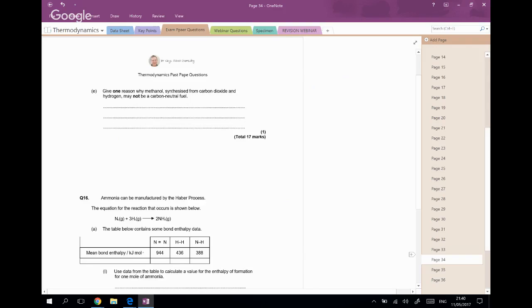Give one reason why methanol synthesized from carbon dioxide and hydrogen may not be a carbon neutral fuel. If you're looking for reasons why you might not get things which are carbon neutral, there's always going to be some sort of transport association, which means that you're going to get CO2 formed. So transport of chemicals releases CO2. Okay.